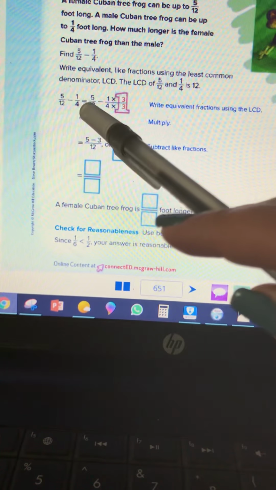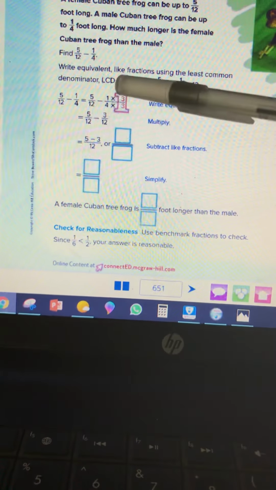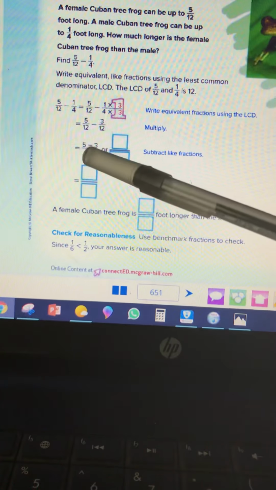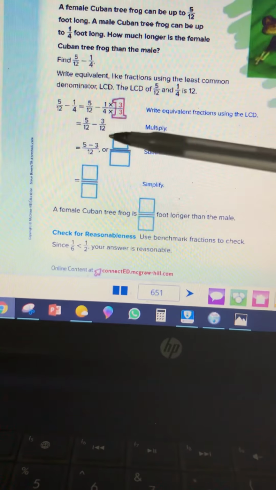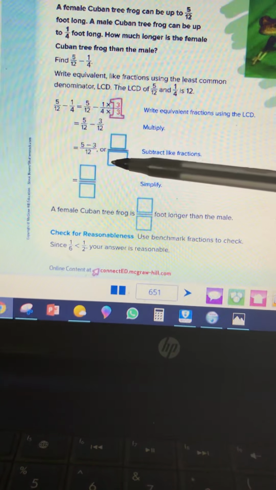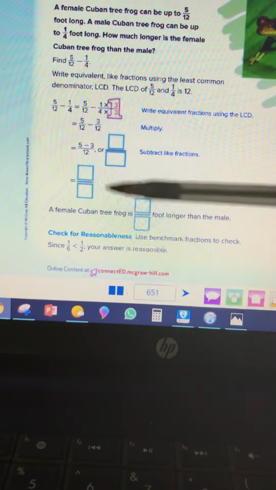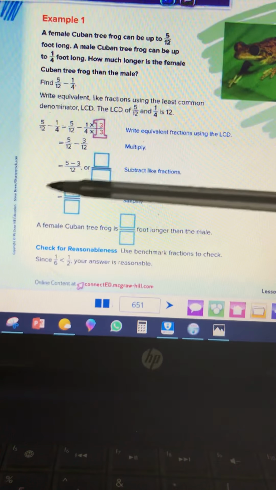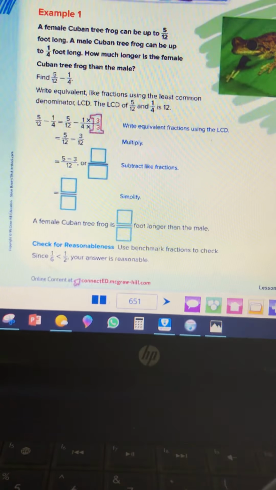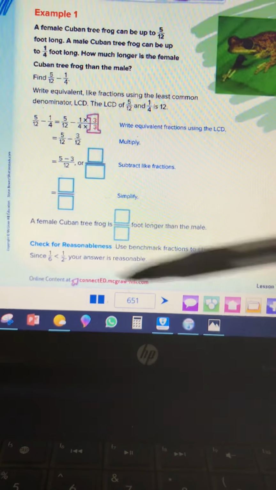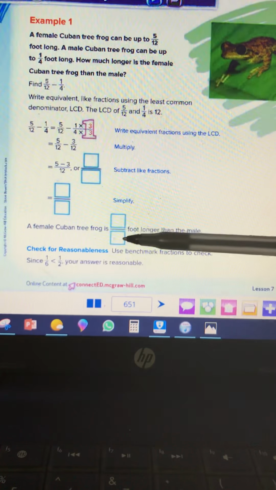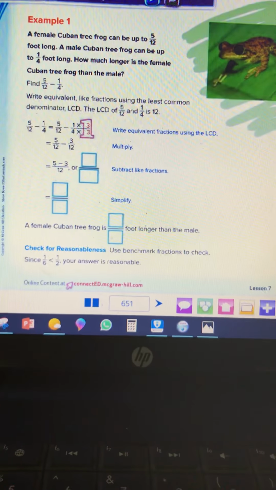5/12 minus 1/4 equals 5/12 minus 1/4 times 3, which equals 5 twelfths minus 3 twelfths. So 5 minus 3, you have to put here 2 twelfths. And then you will have to simplify it. We already found that the simplest form for this fraction would be 1/6. So a female Cuban tree frog is 1/6 foot longer than the male.